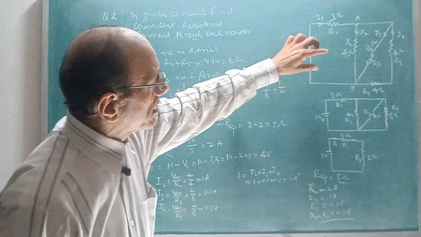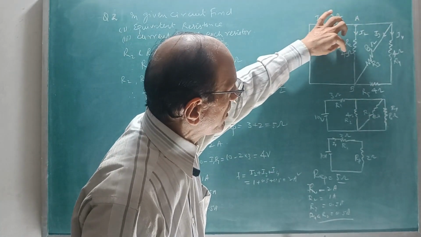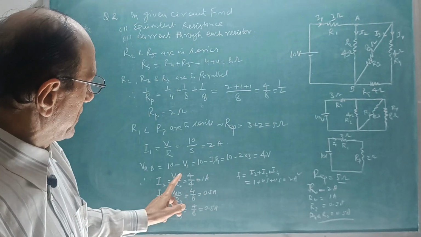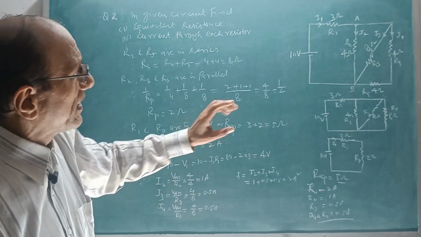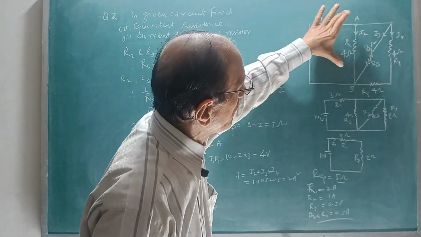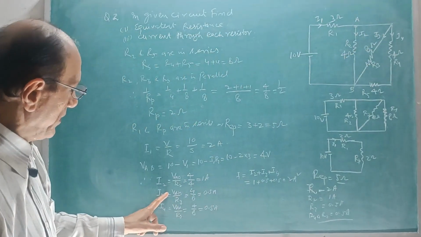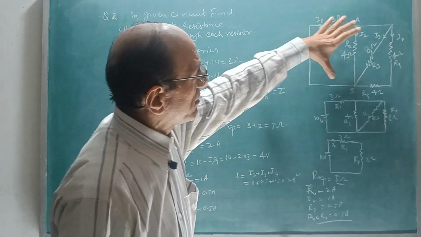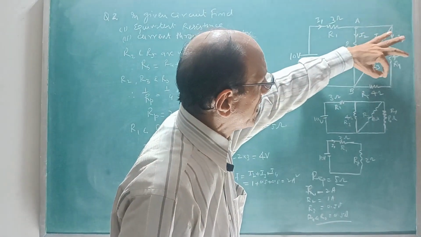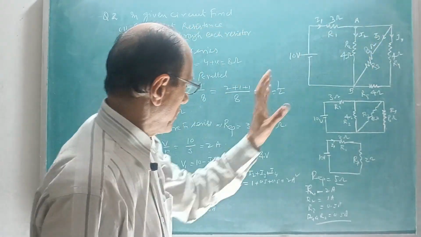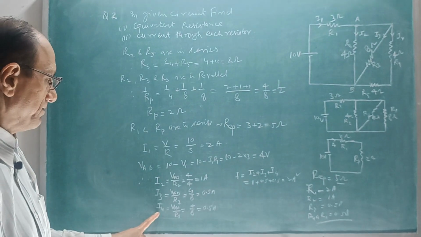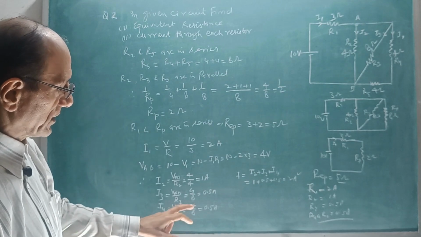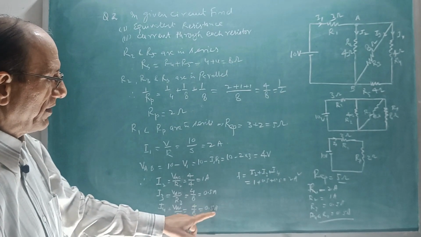So now the current through this will be V divided by R. So VAB divided by R2 will be I2, and this will be 4 by 4, that is 1 ampere. Then I3 will become VAB divided by R3, that is 4 by 8, that is 0.5 ampere. And through these two it will be the same as they are in series. So this will be I4 and I5 is the same, that is VAB divided by R series, that is 4 by 8, that is 0.5 ampere.